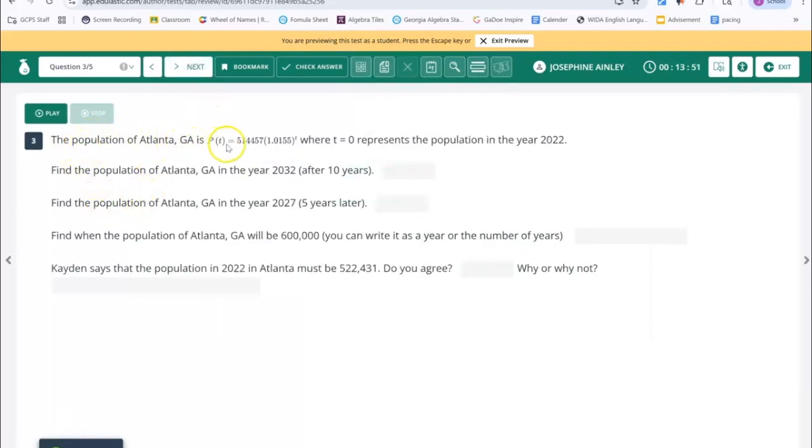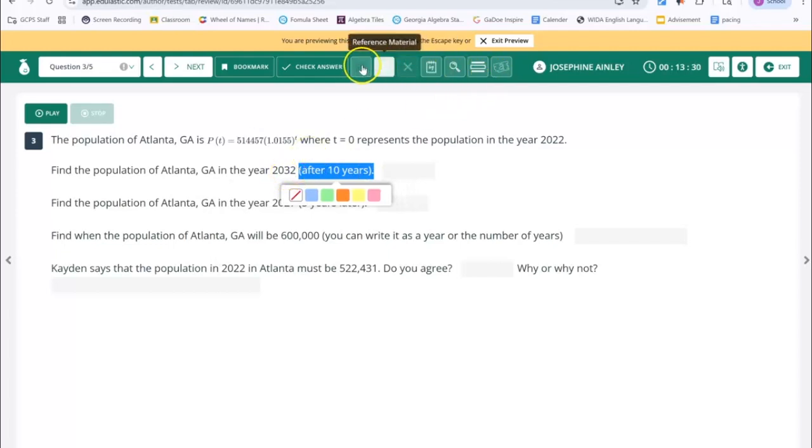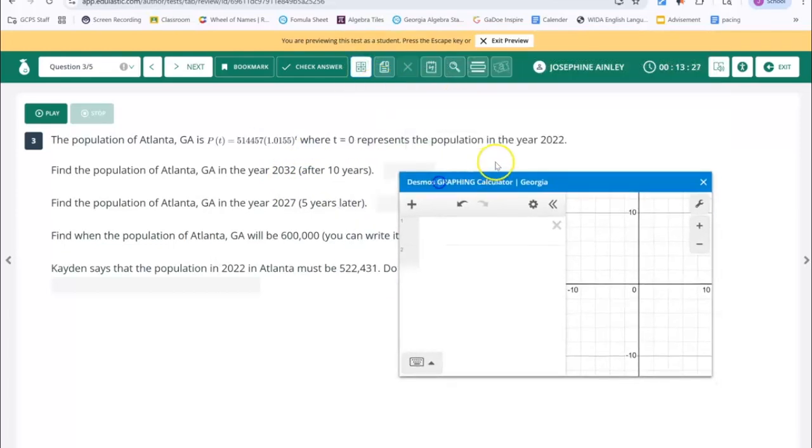The population in Atlanta is given by this equation where t equals 0 represents the population in the year 2022. So this one, instead of saying after 2 years, after 3 years, they're giving you the year. Find the population in Atlanta, Georgia in the year 2032. Now, I did give you this hint this time, but of course I'm not going to be giving it to you after this. How do I know how many years have passed? Well, if I start in 2022 and go to 2032, that's 10 years. If I was doing it with a calculator, I could just subtract the 2. So time is 10.